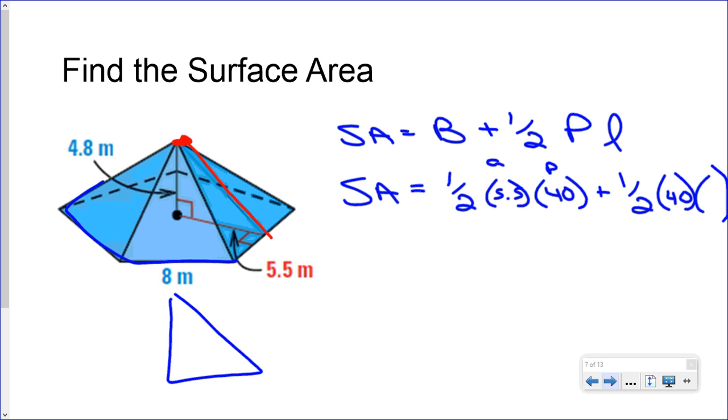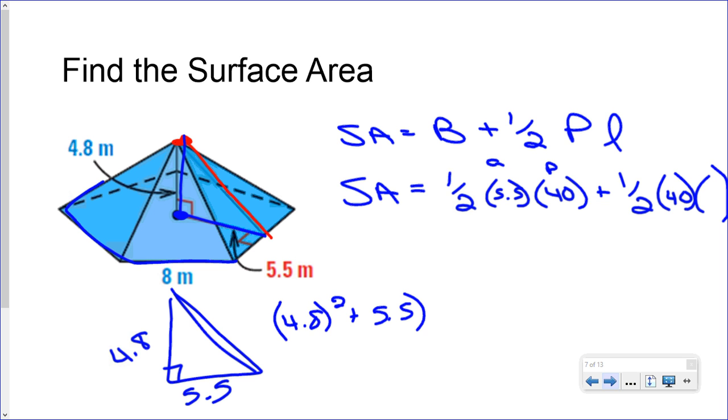Here's what we know. From the center to the outside is 5.5. From dead center straight up is 4.8. We're going to have to use c squared equals a squared plus b squared. When you're done with this one, c ends up equaling 7.3. 7.3 goes right here. Okay, multiply the first part out.